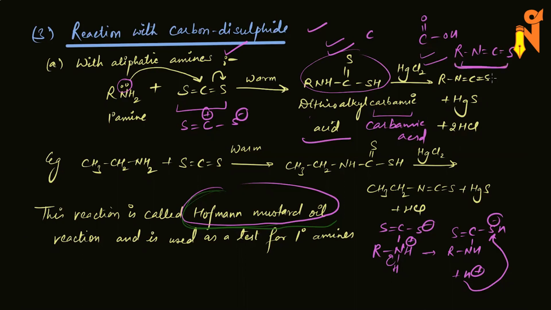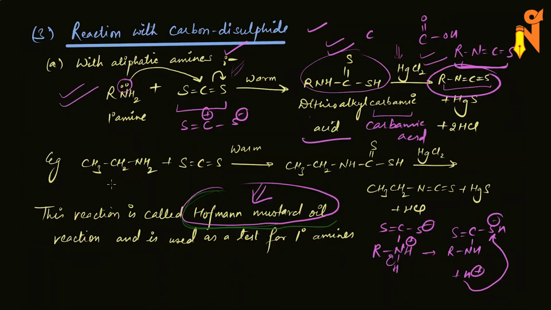Okay, and this is the compound which has a smell like mustard oil, and that is why we call this test the Hoffmann mustard oil test, because the compound which is forming has a mustard oil smell. Now, this reaction is possible with the aliphatic amines, and they do it this way. We first treat it with CS2 and then we treat it with HgCl2 to get the mustard oil smell.